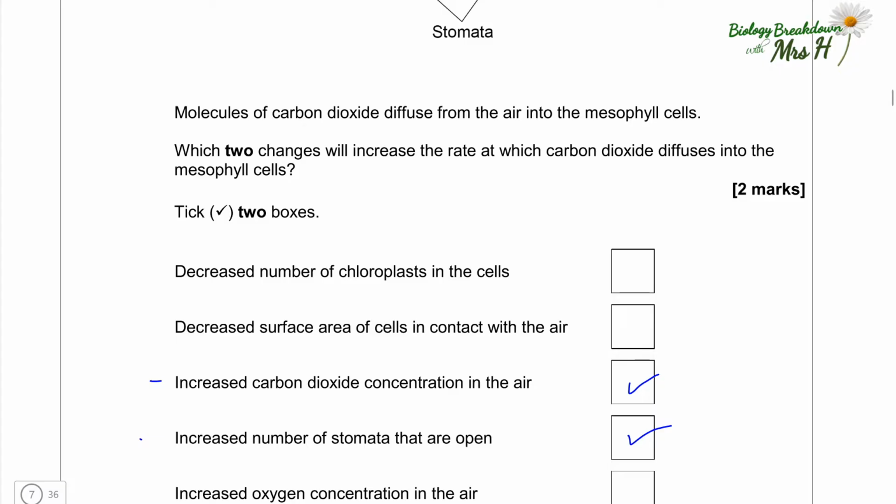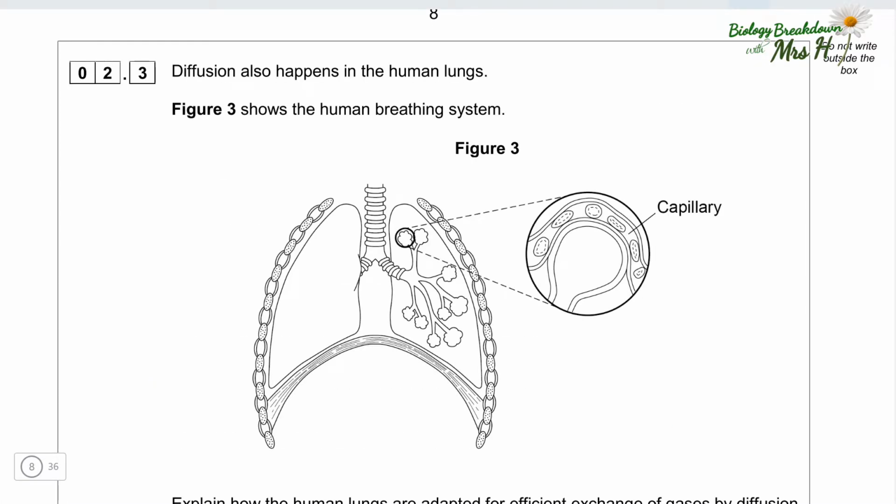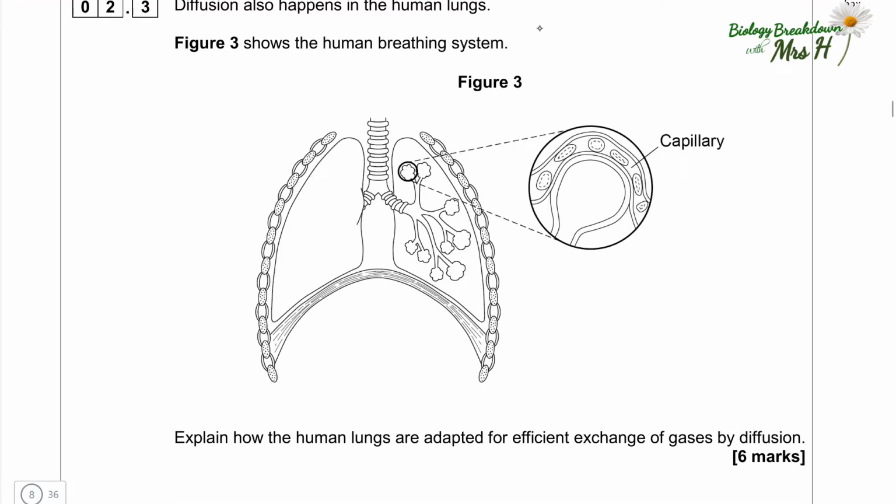Yes. The more that are open, the more the carbon dioxide can diffuse in. Diffusion also happens in the human lungs. Figure 3 shows the human breathing system. Explain how the human lungs are adapted for efficient exchange of gases by diffusion.